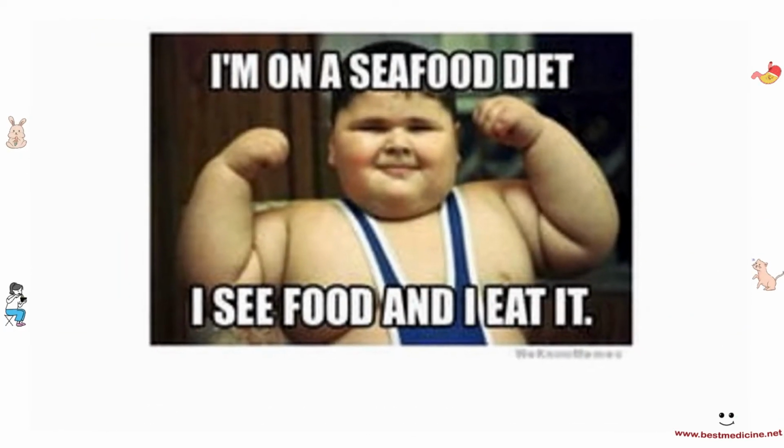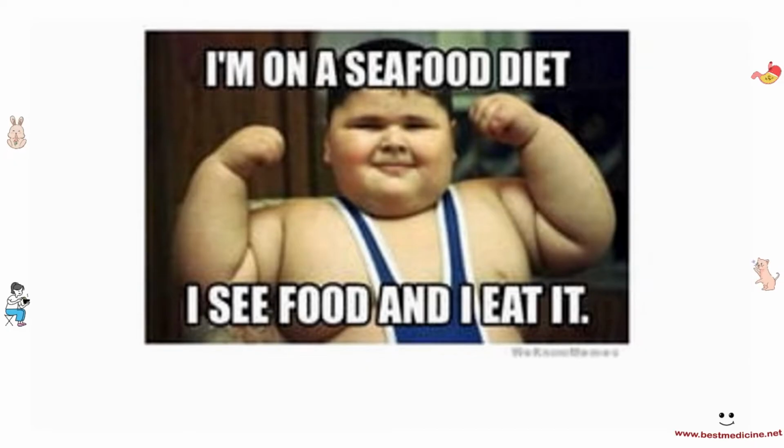We concluded with a meme, so here's one. I'm on a seafood diet. This little boy: I see food and I eat it. A lot like me growing up.